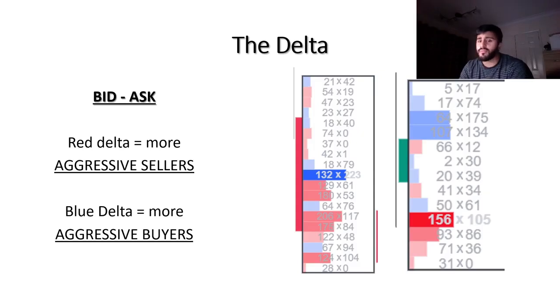So red delta represents a negative delta. So there's more aggressive sellers than there are aggressive buyers. There's more sellers than there are buyers in the present moment. That's simple to understand. Red represents more selling. Quite intuitive. Now blue is the opposite.